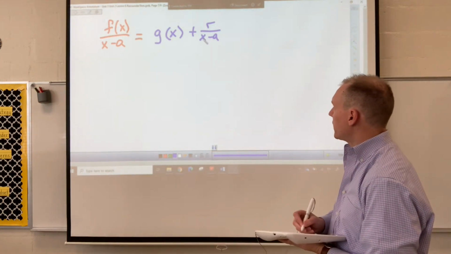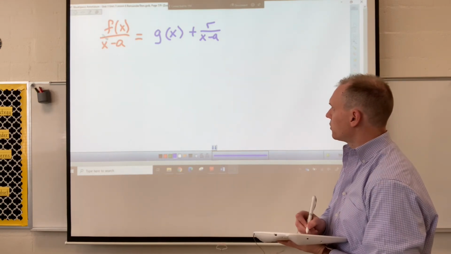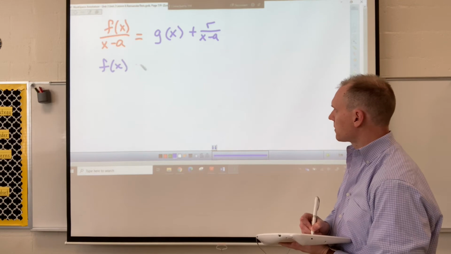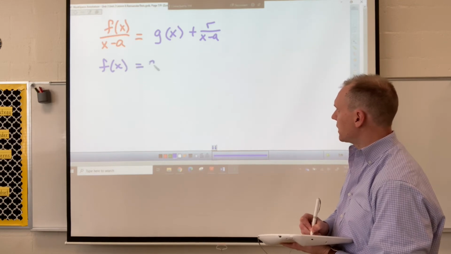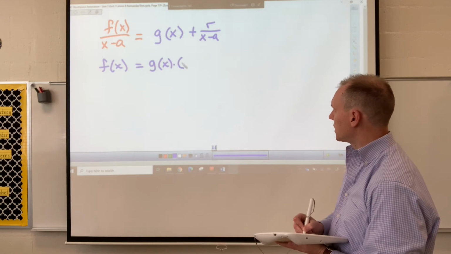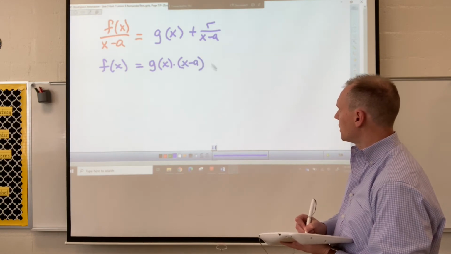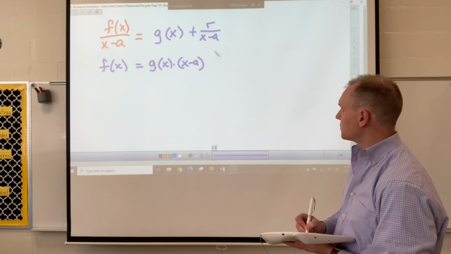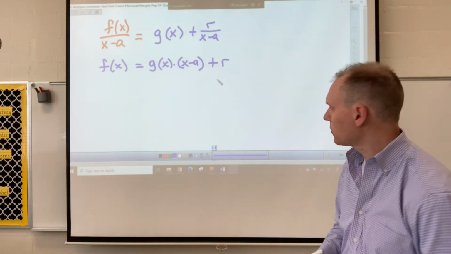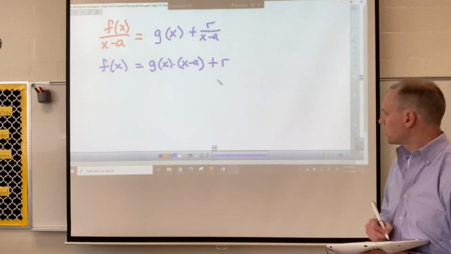If we multiply this fraction by x minus a, we just get f of x. If we multiply g of x by x minus a, we just get the two multiplied, so g of x times x minus a. If we multiply this fraction by x minus a, we are just left with r, which is the remainder. Okay?